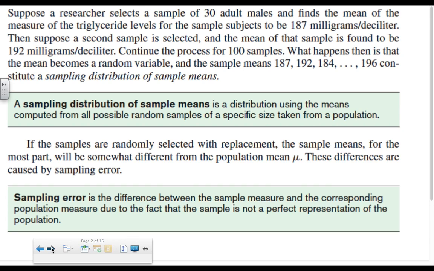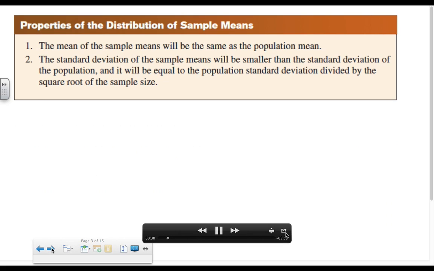Now, anytime you have a sample, the answer is not going to be exact. It's not going to be perfect. So we have what's called a sampling error, and since we have a sampling error, we have to account for that.